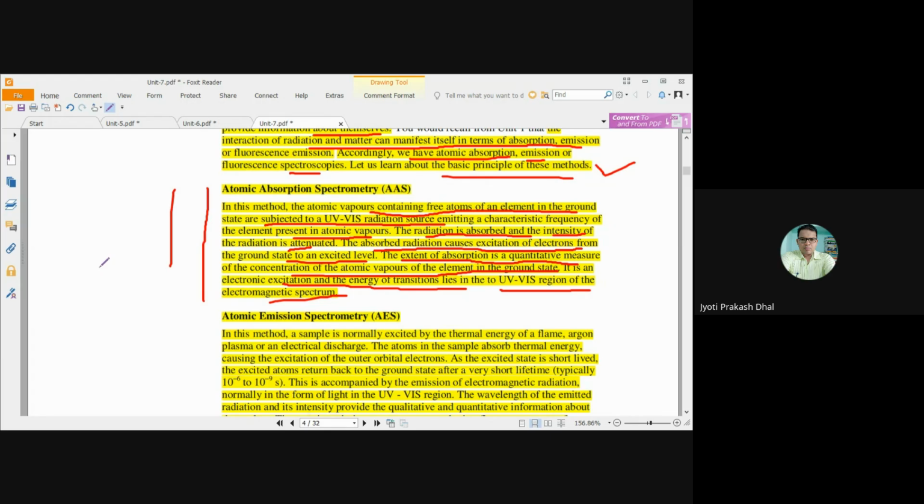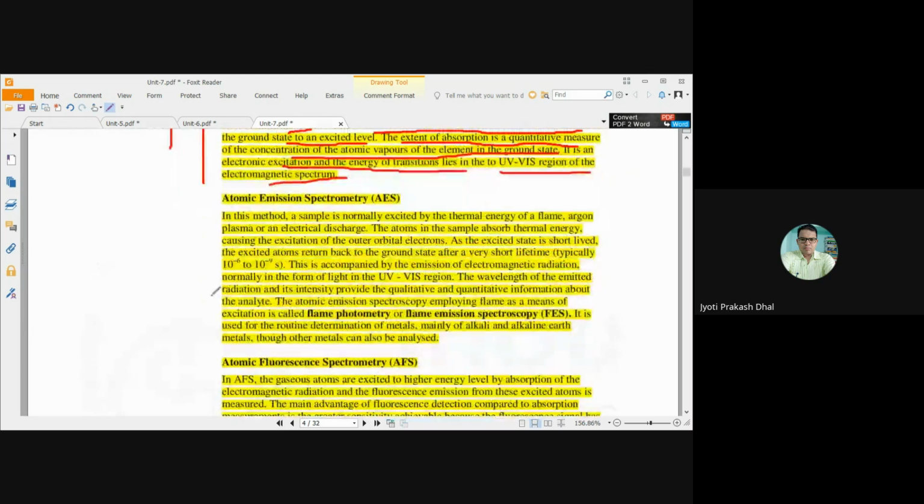The free atoms in the vapor state will be irradiated with electromagnetic radiation in the UV visible range, so that the electrons present in the ground state of the different atoms will go to the excited state and show the excitation absorption spectra. From the intensity of the absorption spectra we can find out the concentration of the atoms present. So that is called AAS.